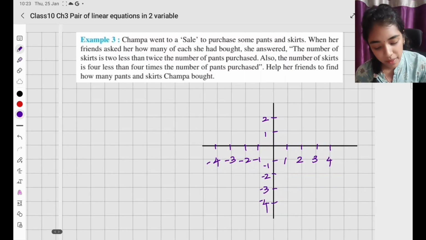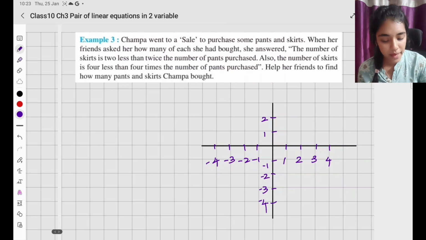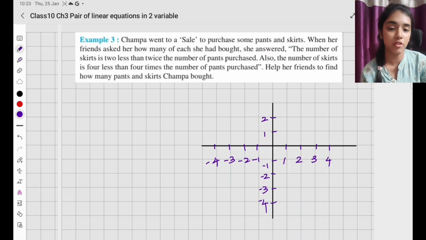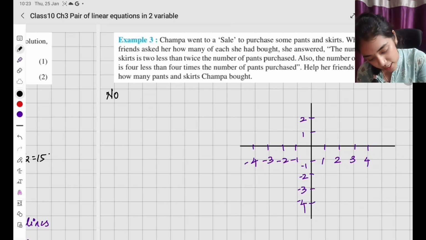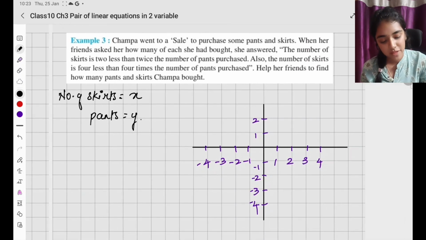Okay? So, Champa went to a sale to purchase some pants and skirts. When her friends asked her how much of each she had bought, she answered the number of skirts is 2 less than twice the number of pants. Okay? So first, there are two things, skirt and pant. So let us write number of skirts equals x and number of pants equals y.